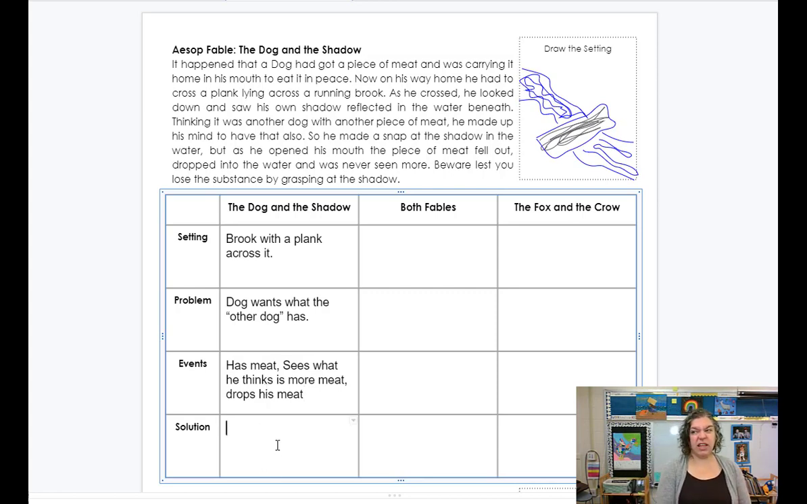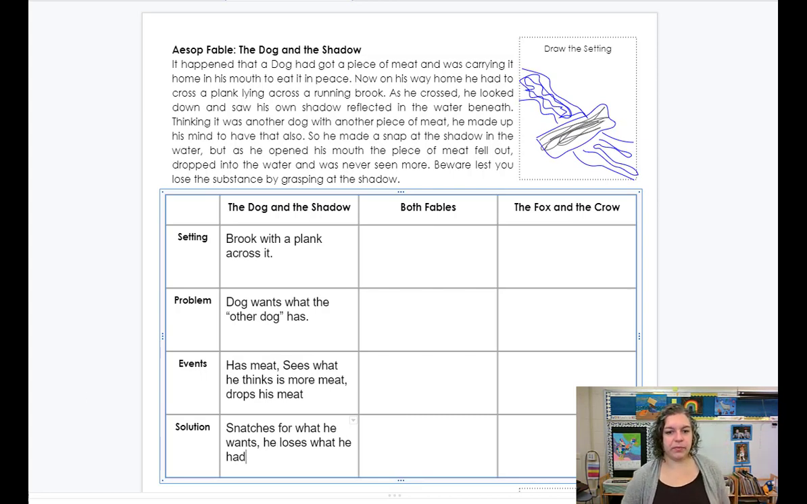So the solution in the end, this is how the story ends. It's not really a good solution, but when he snatches for what he wants, he loses what he had. So in the end, he ends up with nothing because of that. Okay, so let's read the other story, and then we'll be able to compare the two.